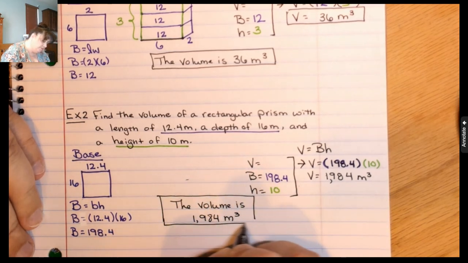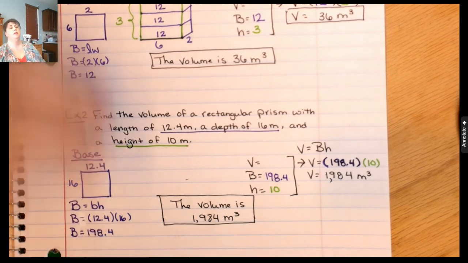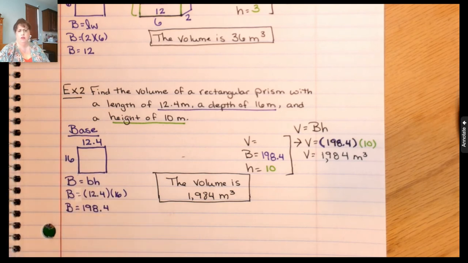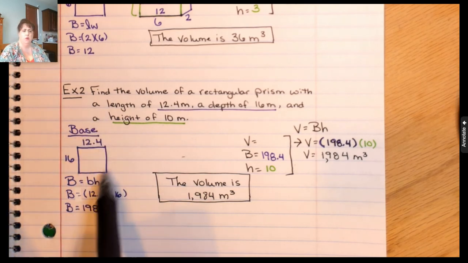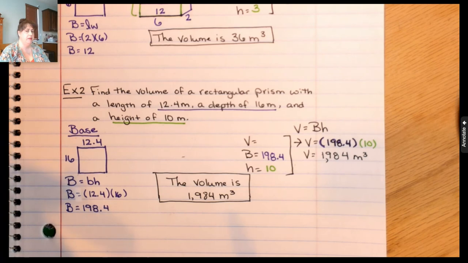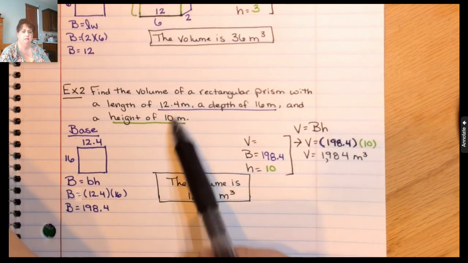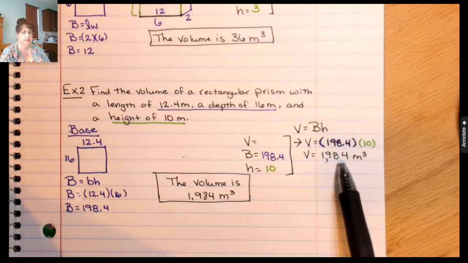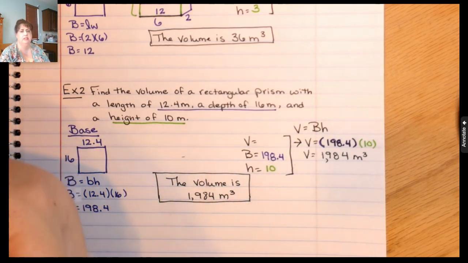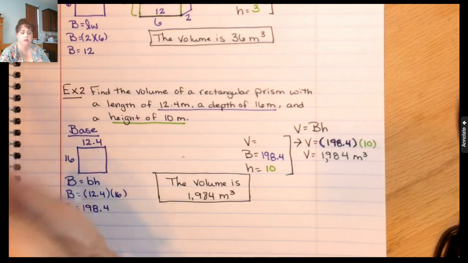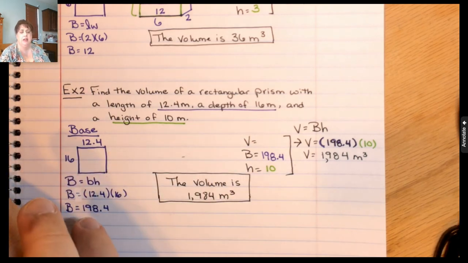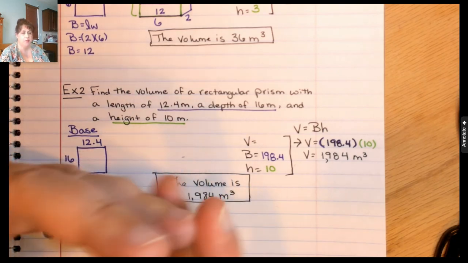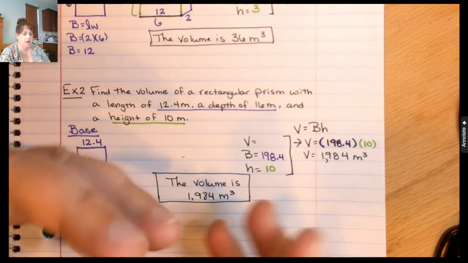So how did you do? Did you make a mistake? If you made a mistake, remember, the point is to go back and figure out what you did wrong. Did you pick out the wrong things for the base? Maybe, maybe not. If you had done 12.4 and 10, you're actually going to end up with the same answer so long as you use 16, because it is multiplication and you can do it in any order that you want. You just need to be careful that you use all three of those and multiply them together for rectangular prisms. Rectangular prisms are very, very, very forgiving.